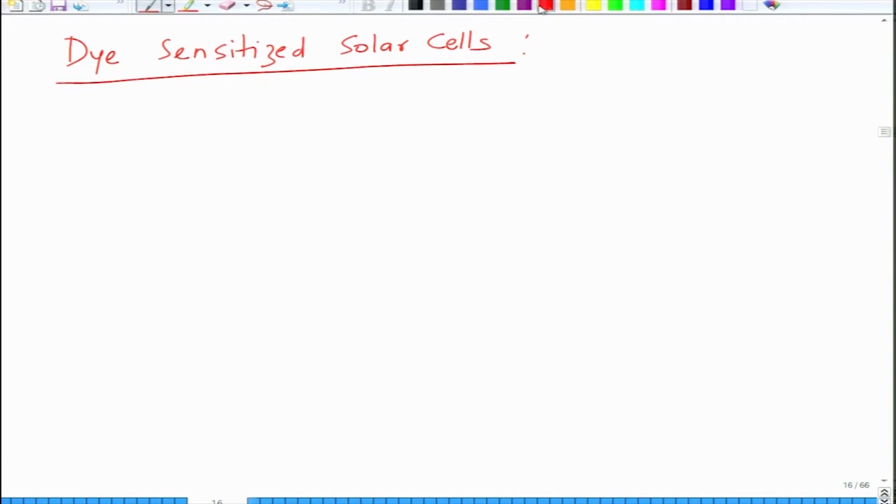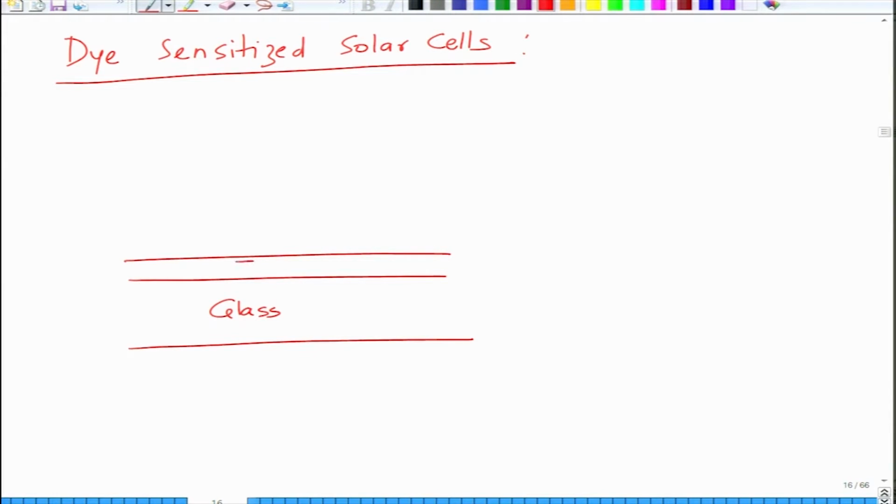So, what you have in these devices is something like this. So, we have a glass substrate on which we have a transparent conducting oxide electrode. So, this is a TCO, which is some conducting oxide, and then on top we have what we call an electrolyte.